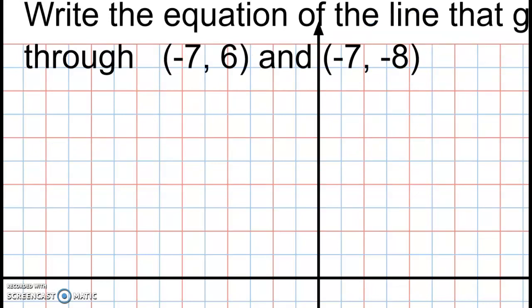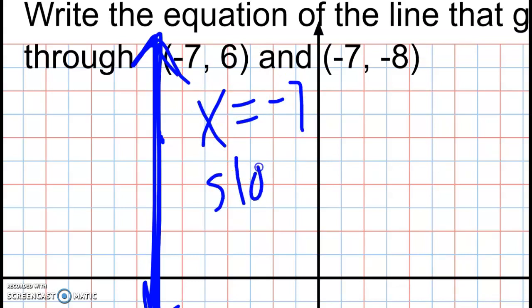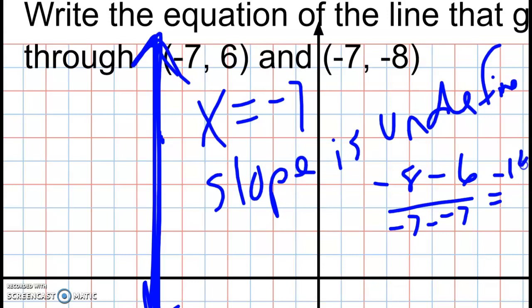Here we have the opposite thing. We have -7, 6, and -7, -8. And then I get a line where the x-coordinate is always -7. The y-coordinate is whatever, okay? The equation of this line is x equals -7, and the slope is undefined. It's not 0, it's undefined, okay?